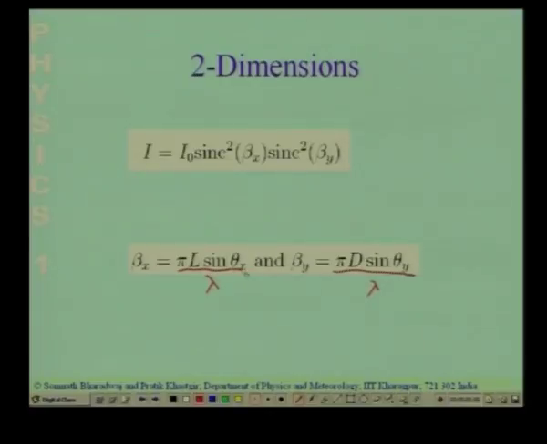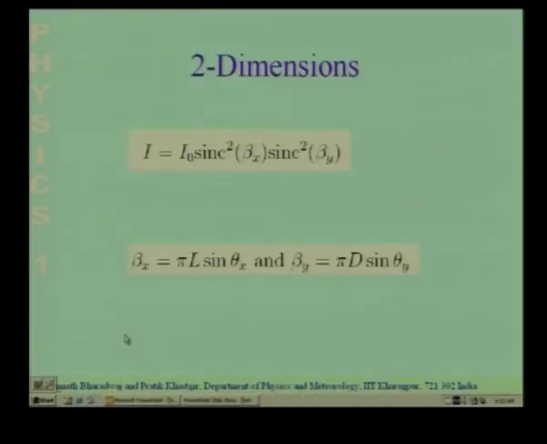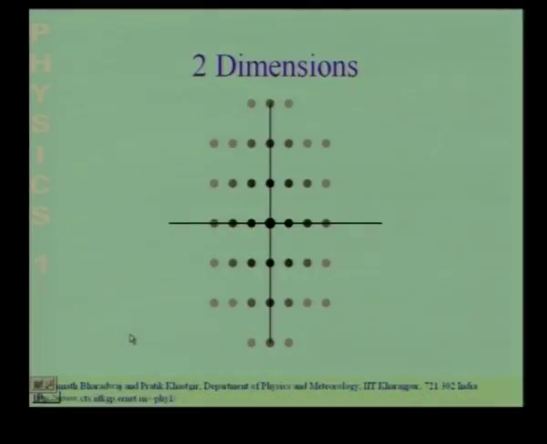Theta y is the angle it makes to the y axis, theta x is the angle it makes to the x axis, and we have a more generalized formula which holds in a situation where I have taken into account both the dimensions of the slit. So, let me show you the intensity pattern that you expect to see in such a situation. The intensity pattern that you expect to see in such a situation looks like this.